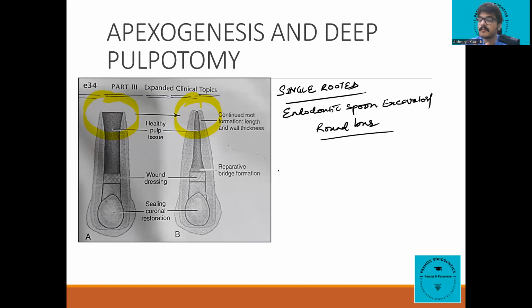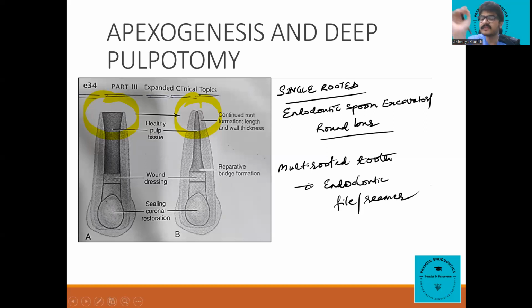But what about a molar or a multi-rooted tooth? For a multi-rooted tooth, you can use simply an endodontic file or reamer, and go some distance inside the canal. Again, use your normal methods of either saline cotton pellet packs, pressure packs, or sodium hypochlorite at 5.25 to 6% for a period of 1 to 10 minutes to control bleeding.